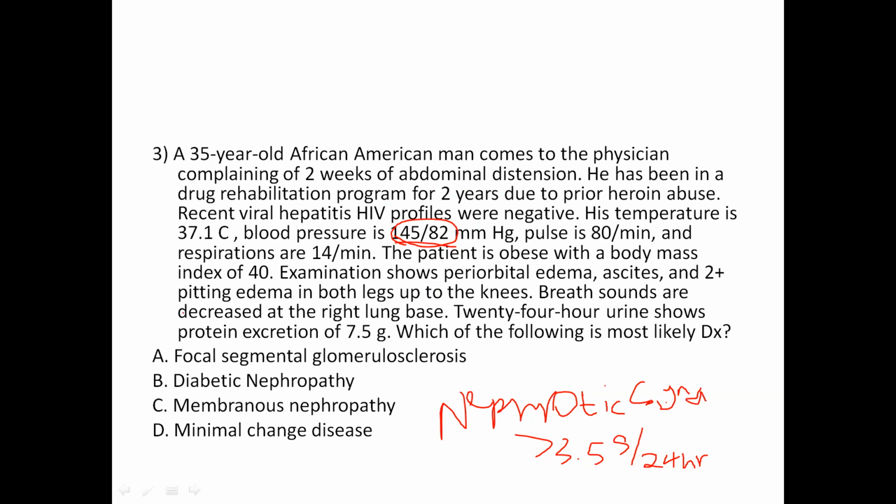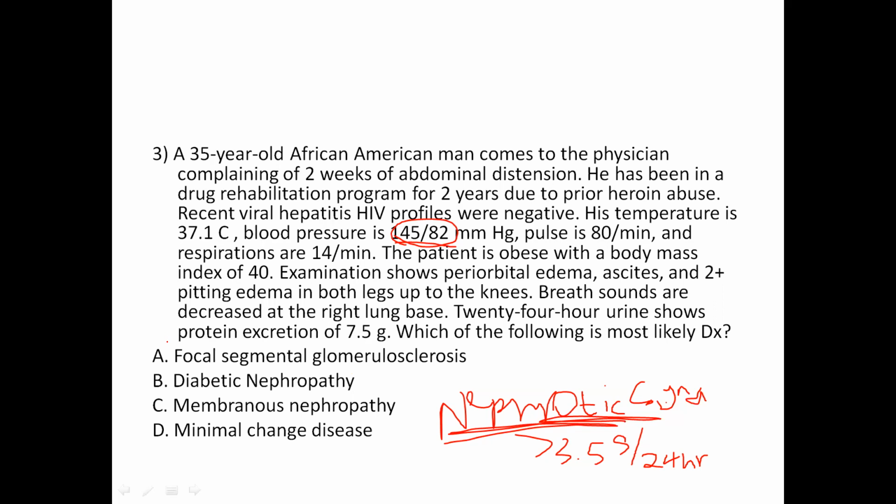So when you come to choice A, focal segmental glomerulosclerosis, do you think this will be the answer? Yes. All of these can cause nephrotic syndrome or nephrotic range proteinuria. In order to differentiate those causes of glomerular disease, these are some of the primary glomerular diseases. So all the choices will cause nephrotic range proteinuria.